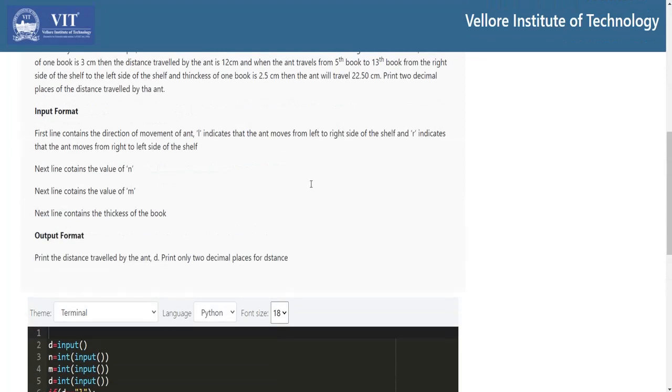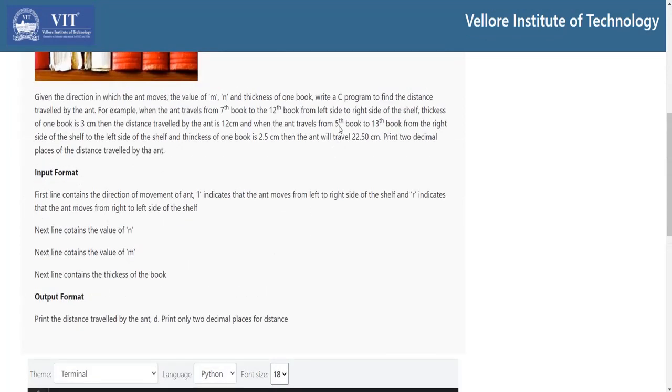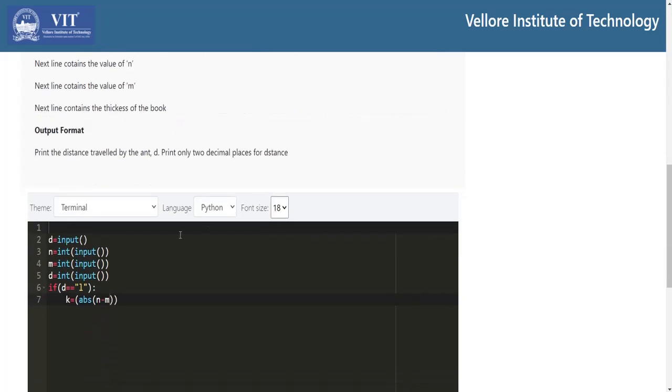But the number of books to be covered by the ant is 9, as the ant will start from the fifth book: 5, 6, 7, 8, 9, 10, 11, 12, 13. So the number of books covered by the ant is 9. So what we will do here is 13 minus 5 will become 8, and then we will add plus 1 to it. So n minus m plus 1 if the direction is L, n minus m plus 1 multiplied by d, that is the thickness of each book.